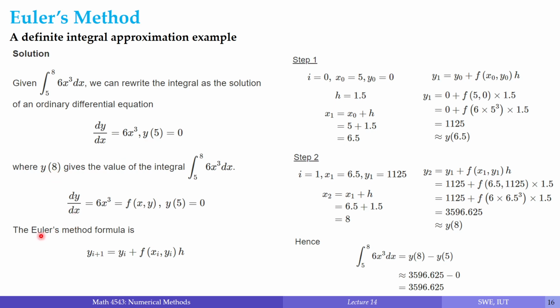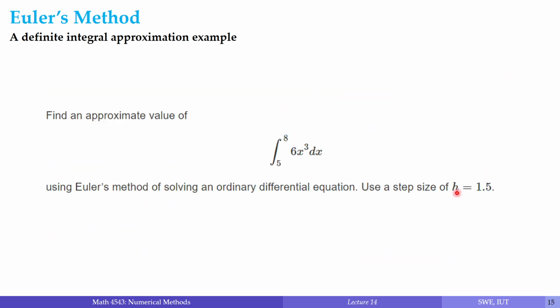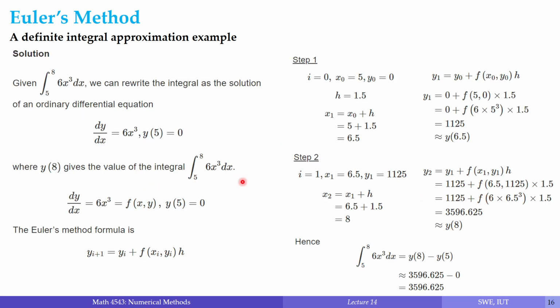The slope dy by dx equals 6x cube is also the bivariate function that we use in our Euler's method. So here is where the bivariate function comes into play, and the initial assumption is the same as before. In our Euler's method formula, we derived that y sub i plus 1 equals y sub i plus f of x sub i comma y sub i times h. For step 1, 8 minus 5 is 3, and they have told us to use a step size of 1.5. So naturally we need to perform two steps of Euler's method.